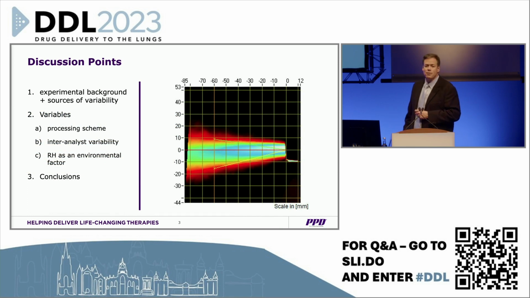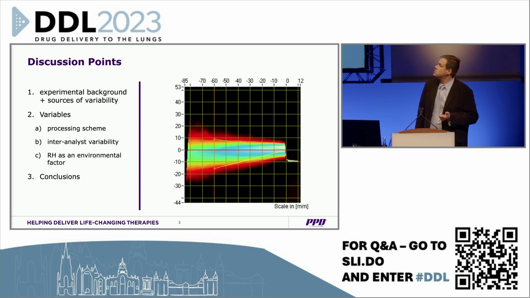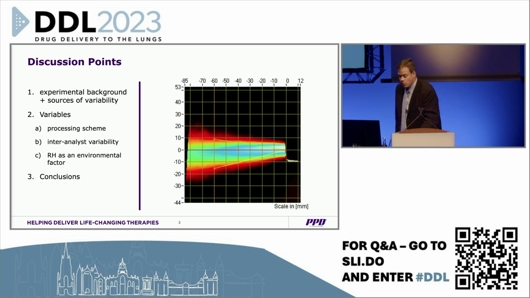So what I want to cover today in this short period of time is a little bit about the experimental background here, some sources of variability associated with this technique, and then I want to discuss some of the variables that we interrogated here, from processing scheme to inter-analyst variability. I'm going to throw in some bonus data on relative humidity as an environmental factor, and then we'll finish things up.